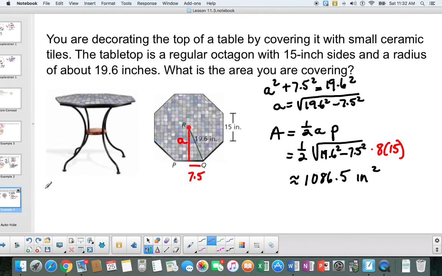All right, let's take a look at this problem, finding the area of this octagon. Now, this octagon, remember the formula is 1/2 AP. Now, perimeter I can find because this is 15, and all I got to do is multiply it by 8. So 8 times 15 is going to give me my perimeter. Now I just need my apothem. And since I know two sides of this right triangle, I am just going to use the Pythagorean theorem to figure out what A is. And then I go ahead and put A in here, and then I'm able to figure out my area.